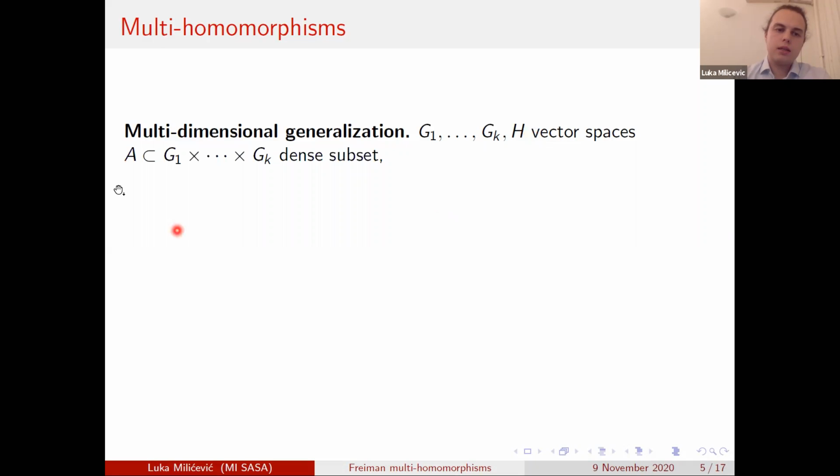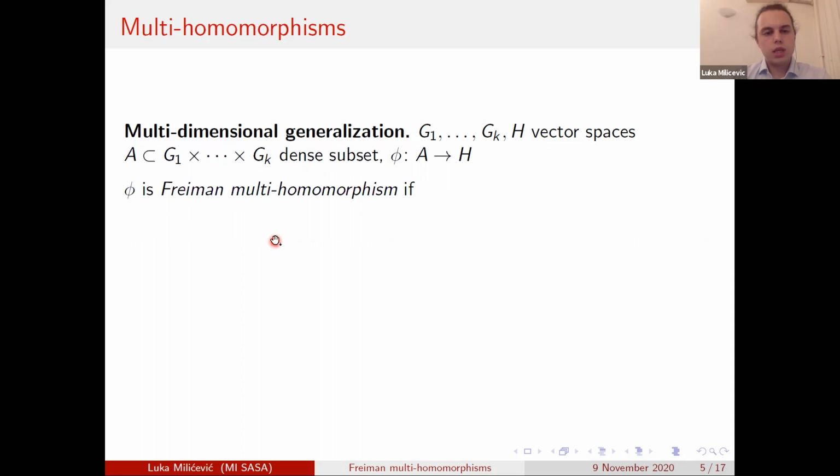And let's have a dense subset A of the product of G's. So actually we are taking a dense collection of k-tuples where the ith element belongs to the ith vector space. And then we are considering a map phi from A to H. And now we want to say that phi is a Freiman multi-homomorphism if phi is essentially a usual Freiman homomorphism when restricted to lines in each principal direction. So let's be precise and go into details of this definition.